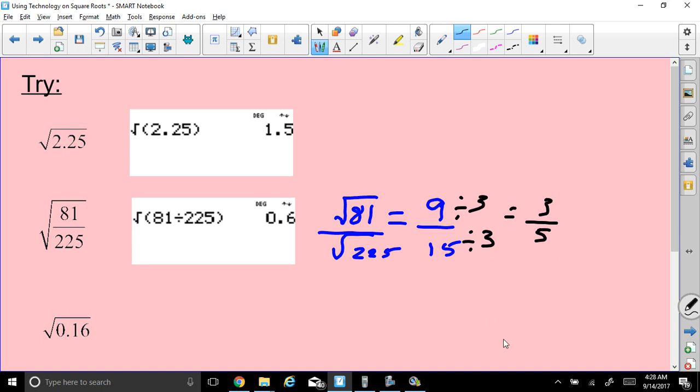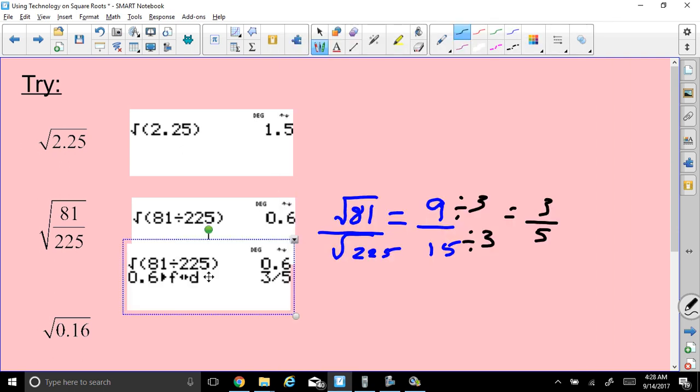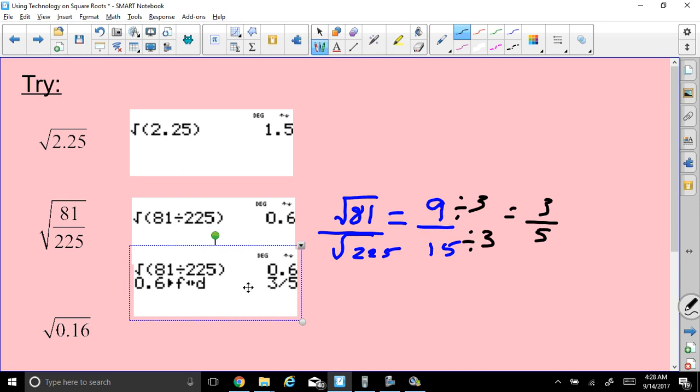Let's get our calculator back and press second and your fraction to decimal button and press enter. There you go, 3/5. So 0.6 fraction to decimal is 3/5. And if you don't know how to change fractions to decimals, check out my other video on how to do that with fractions.